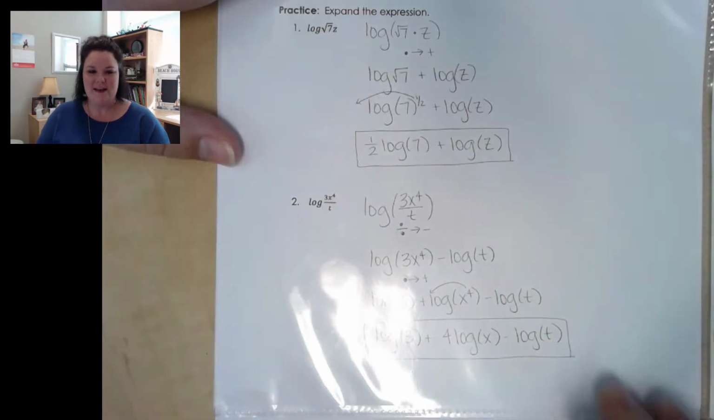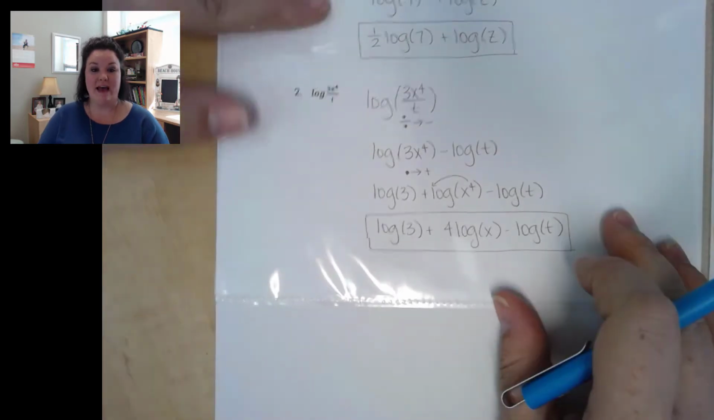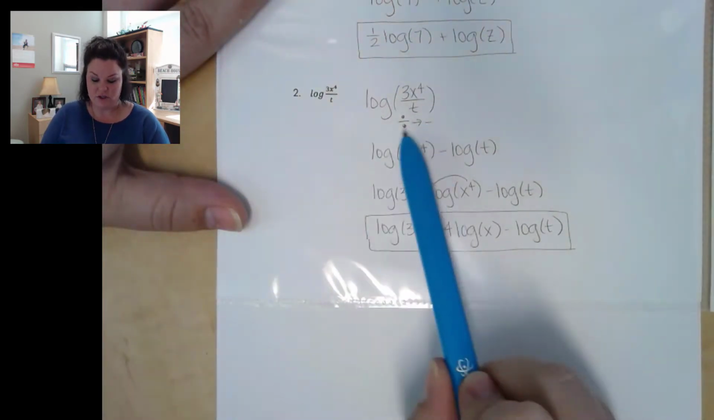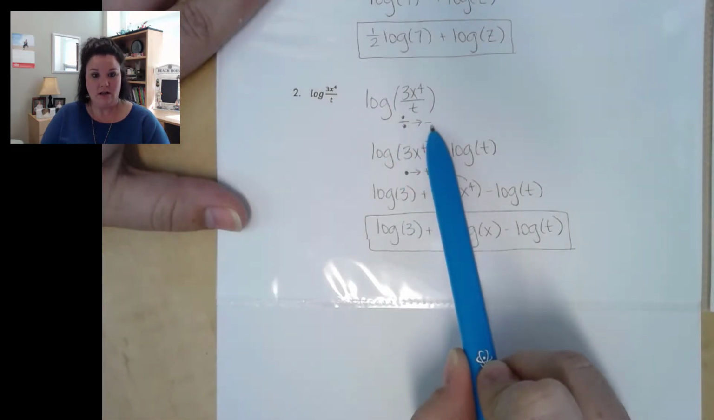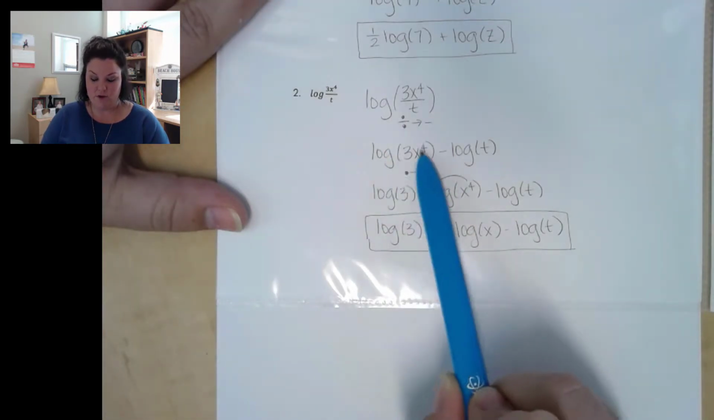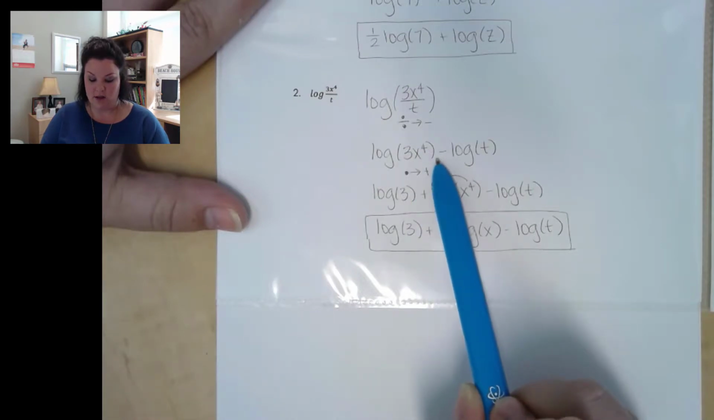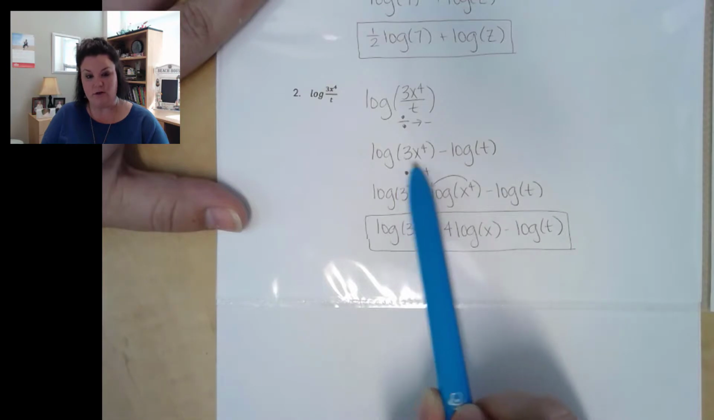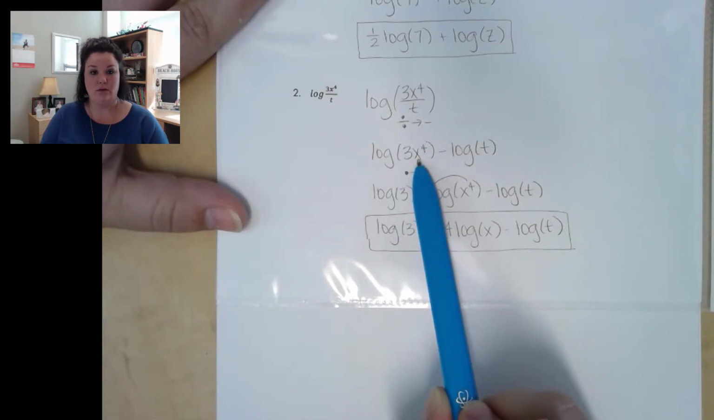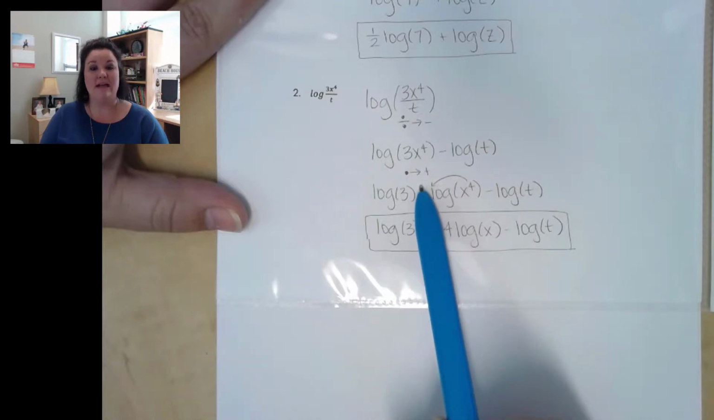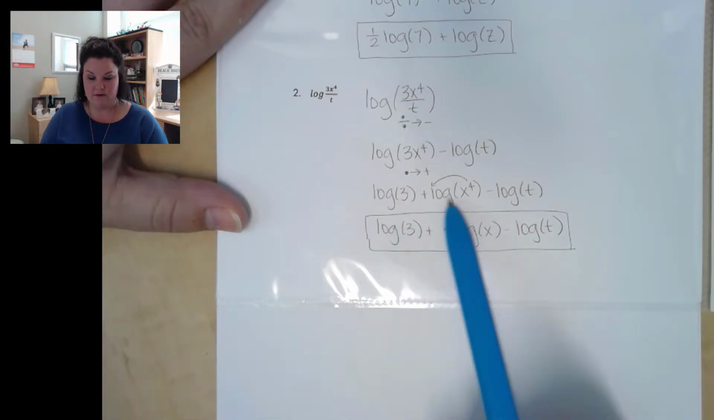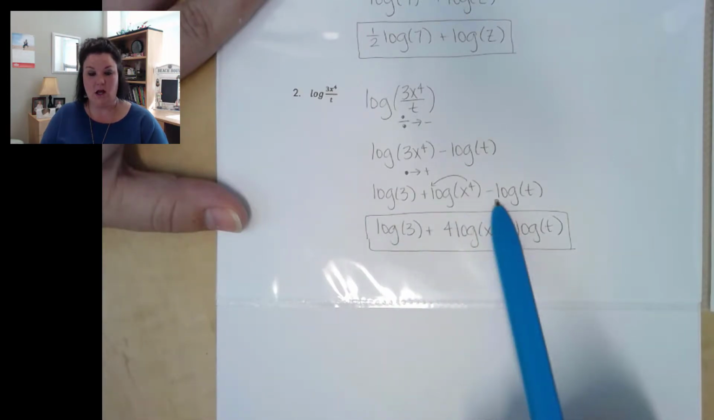Okay, all right, on number 2, I see that we have a division. That's what I noticed first anyways. A division turns into subtraction. So I'm going to do log of the numerator minus log of the denominator. And then once I do that, notice this numerator log has a multiplication. I have 3 times x to the 4th. So I can expand that into addition. So that gives me log 3 plus log of x to the 4th minus log t.